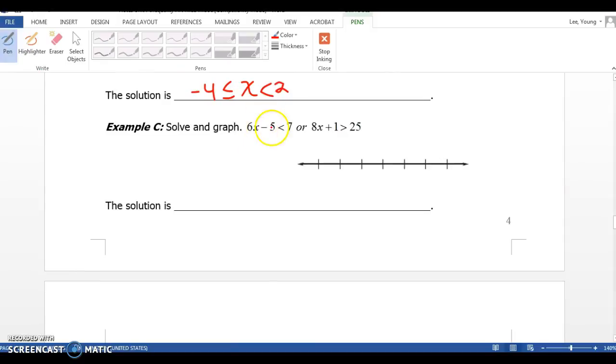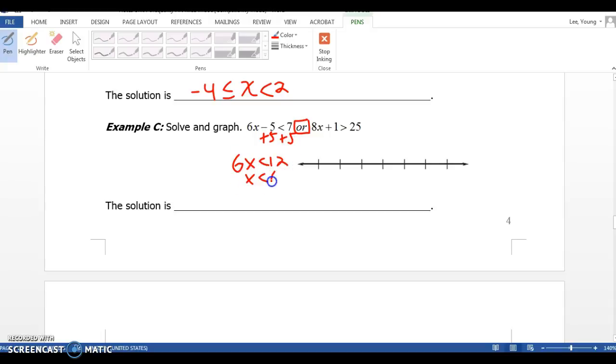Solve and graph 6x minus 5 is less than 7 or 8x plus 1 is greater than 25. What should I do? Anytime you see "or," we know that it's going to go in separate, different directions, right? So we need to solve this, but there are two separate inequalities. We just solve them as regular inequalities, but we solve it twice. So we just add 5 to both sides. See what I'm doing? 6x is less than 12.